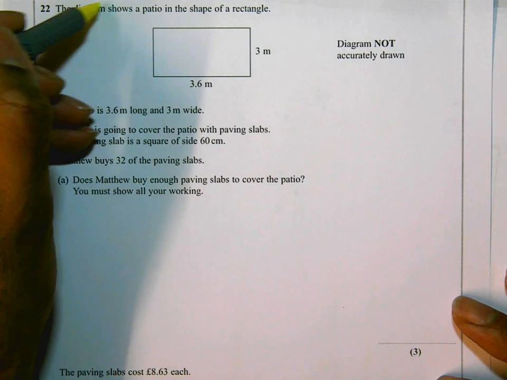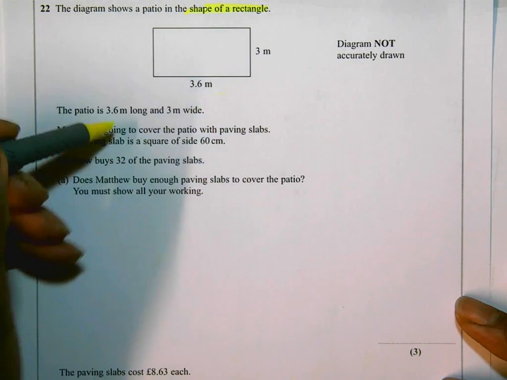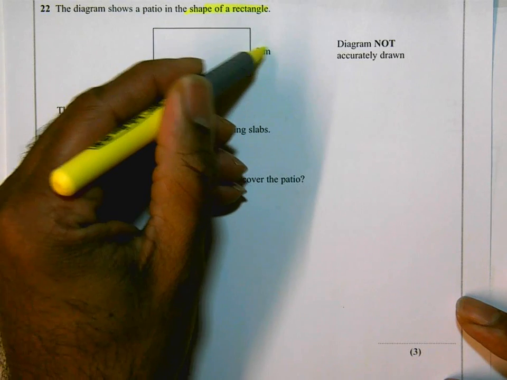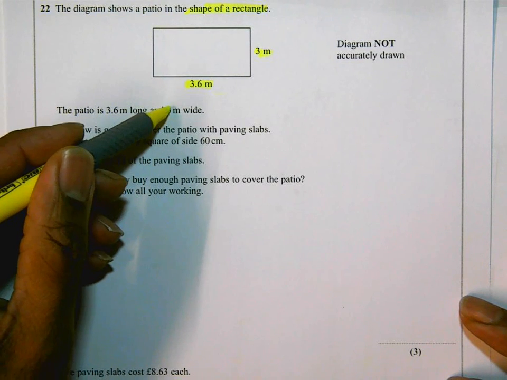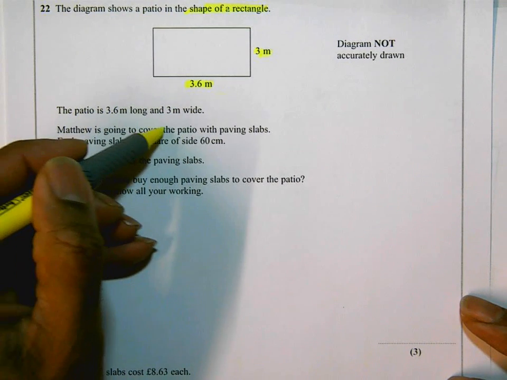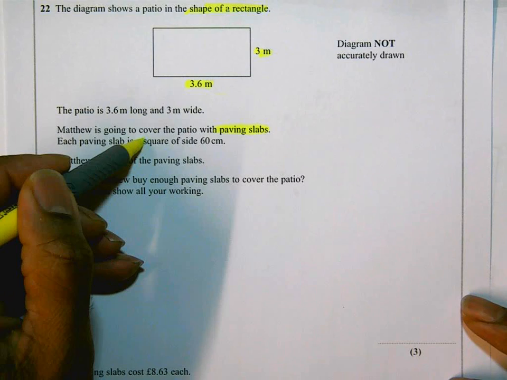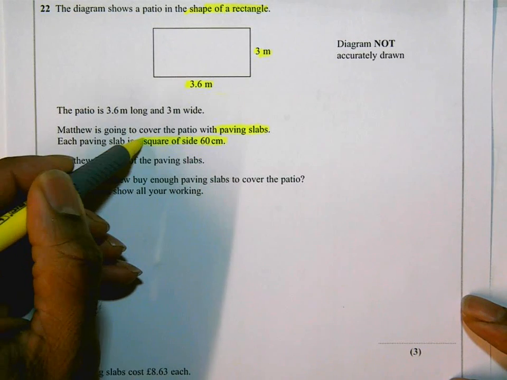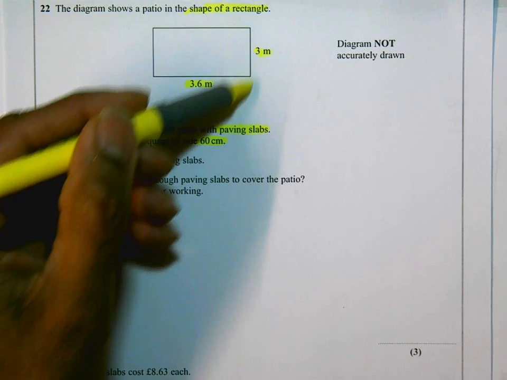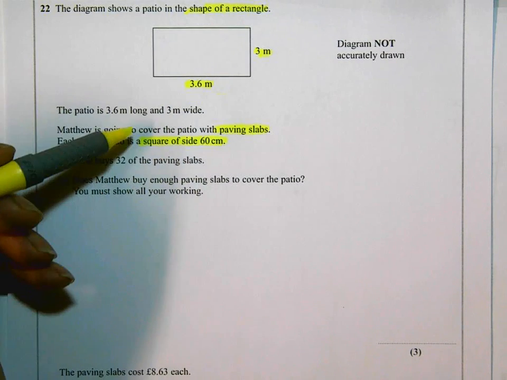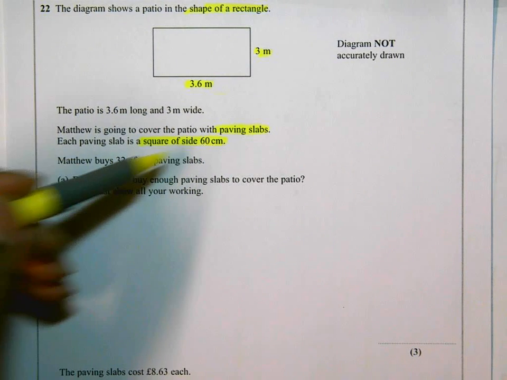The diagram shows a patio in the shape of a rectangle, and there's the diagram there. The length is 3.6 meters, the width is 3 meters. The patio is 3.6 meters long and 3 meters wide. Matthew is going to cover the patio in paving slabs. Each slab is going to be a square of side 60 centimeters. So he's going to cover the whole of the inside of this rectangle. This rectangle represents the patio, with square-sided slabs, each of them 60 centimeters.